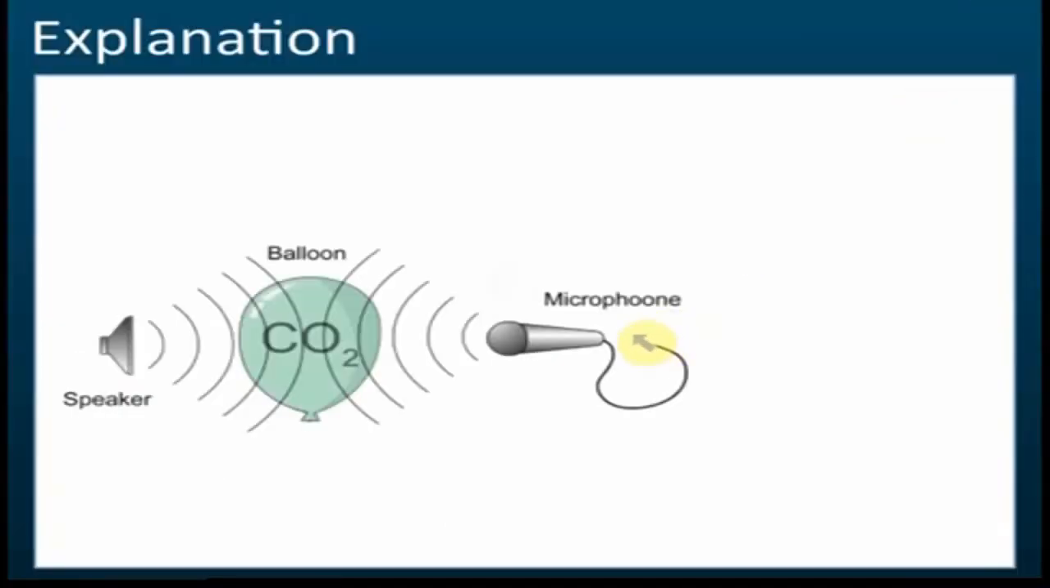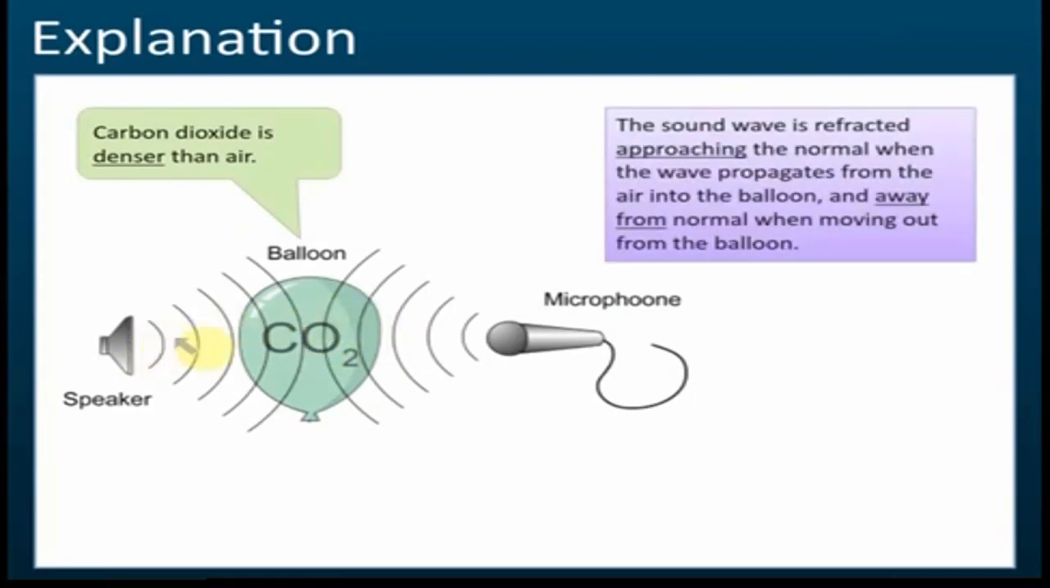The explanation is that carbon dioxide is denser than the air. So when the wave moves into this carbon dioxide gas, the speed changes. Actually, when it moves into the carbon dioxide gas, it moves faster. So the sound wave is refracted approaching the normal when the wave propagates from the air into the balloon, and away from the normal when moving out from the balloon.